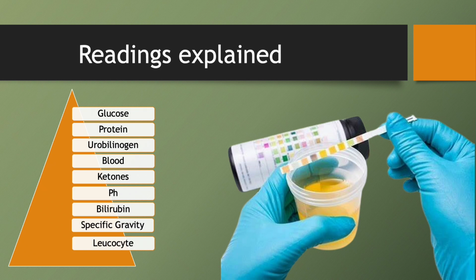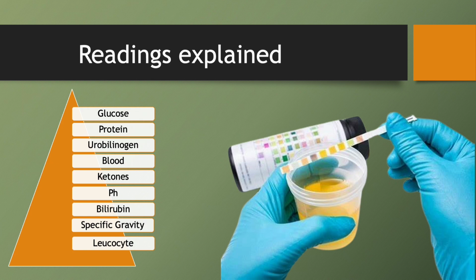If there's ketones in the urine, it may indicate that my patient is in diabetic ketoacidosis or is on starvation, is fasting. For pH, the normal range of readings is between 4.6 to 8.0. If there's bilirubin in the urine, it means that there may be presence of liver disease.